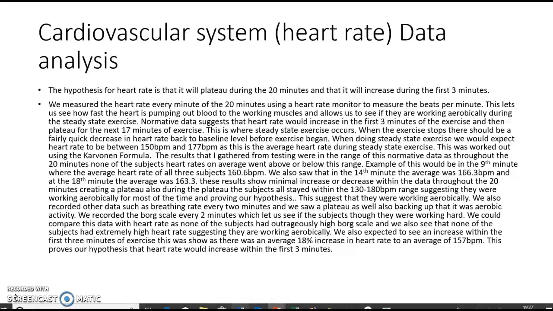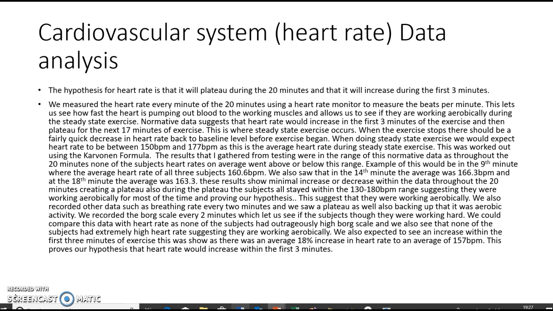breaths per minute. In the cardiovascular system analysis, the hypothesis for heart rate is that it will plateau within the 20 minutes and the heart rate will increase during the first 3 minutes. We measured heart rate every minute of the 20 minutes using a heart rate monitor to measure beats per minute. This let us see how fast the heart was pumping blood to the working muscles, and lets us see if we're working aerobically. The normative data suggests that the heart rate would increase during the first 3 minutes and then plateau for the next 17 minutes of exercise.